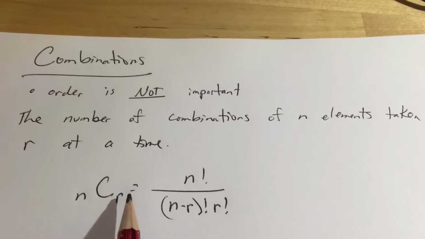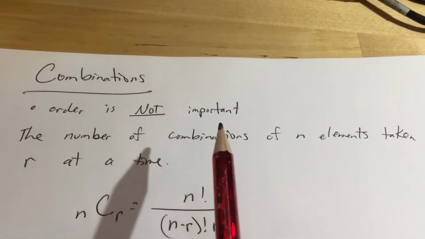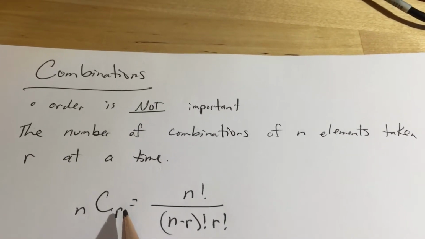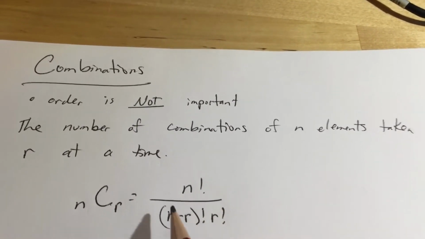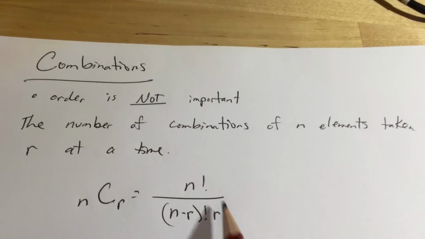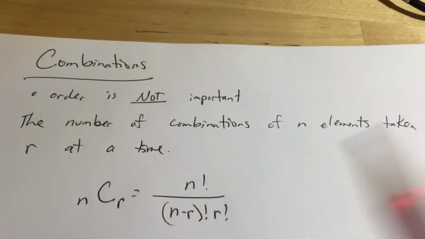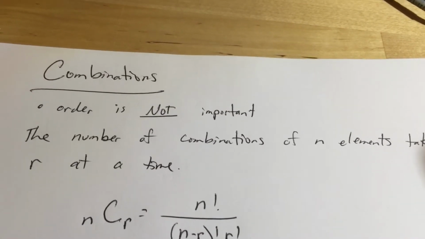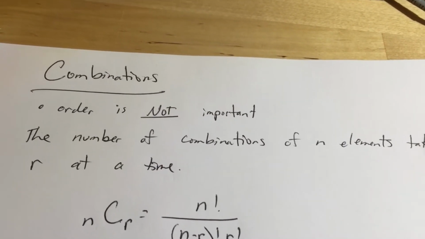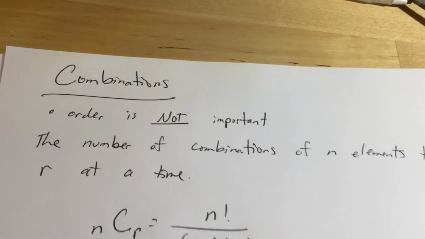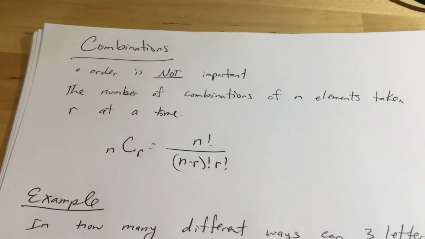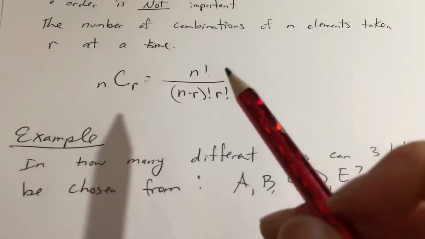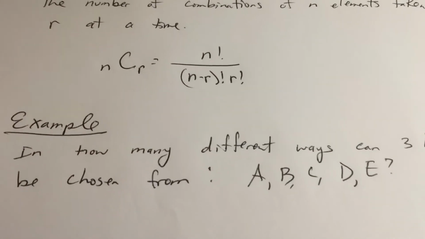Okay, but I can still set it up with an equation. The number of combinations of n elements taken r at a time is nCr: n factorial over n minus r factorial, and then I have an extra r factorial. Because with combinations, there's usually a smaller amount than permutations. I'm going to show you this example the long way, and why we can use this formula to speed up the process.